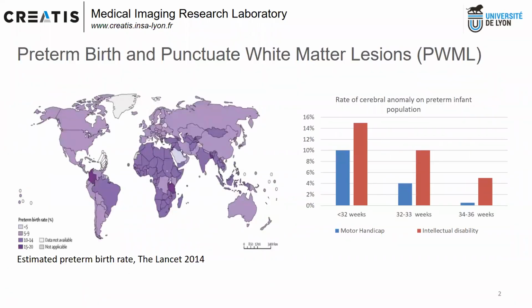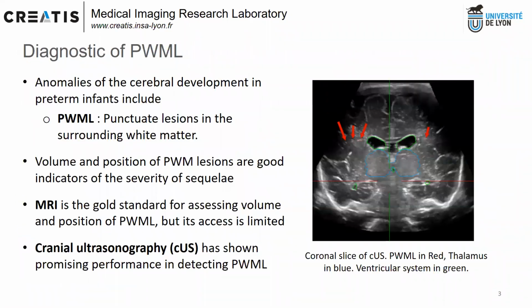About 15 million children are born prematurely each year. This number is in constant increase. 18 to 35% of these preterm births will lead to brain anomaly, which can cause motor handicap as well as intellectual disability. The main anomalies are ventricular dilatation, as seen in green on this slice, as well as punctate lesion in the surrounding white matter here. Volume and position of this lesion are good indicators of the severity of potential handicap.